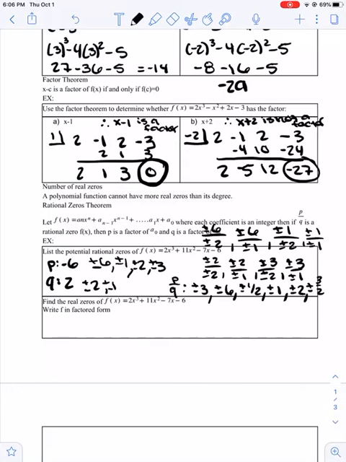Now, let's go on to the next question. Find the real zeros of the function that we were just working on and write it in factored form. But we're still going to be using that P and Q theorem. So we already listed all the potential zeros. That's what we did by using P and Q. We need to see if any of them work. So first of all, we need to know how many possible zeros there can be. This has a degree of 3. So that means there could be 3 possible zeros.